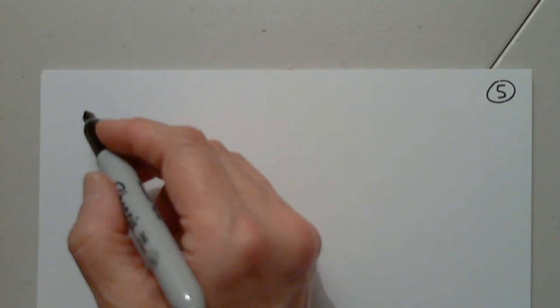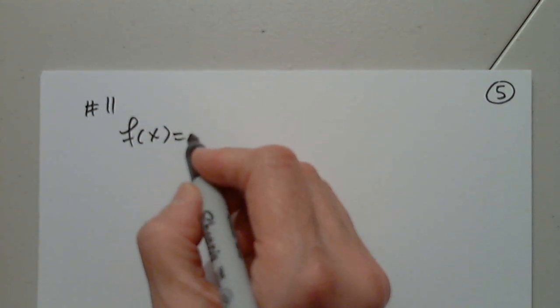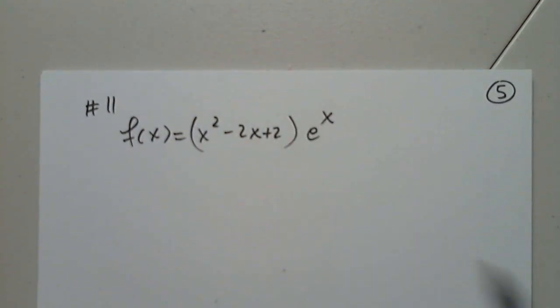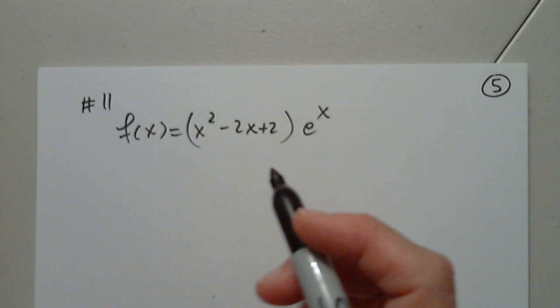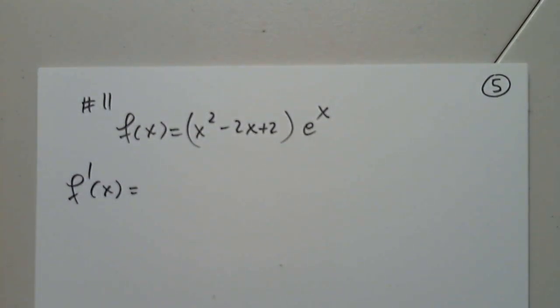11. So 11 is f of x equals x squared minus 2x plus 2 times e to the x. Good. What rule applies here? And we have to find f prime. Which rule applies here, please?